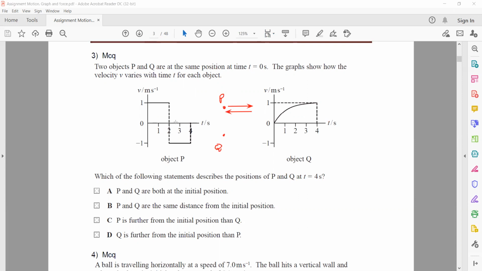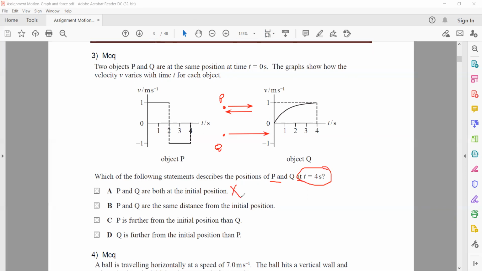And how do we know exactly it returned back? Because the area under the graph is the same, because that represents the distance traveled by the object. But for Q, its velocity is increasing and acceleration is decreasing. Eventually it reaches a constant velocity, but it does not change the direction of motion for 4 seconds. So which of the following statements describes the position of P and Q when time t is equal to 4 seconds? P and Q are both at initial position.